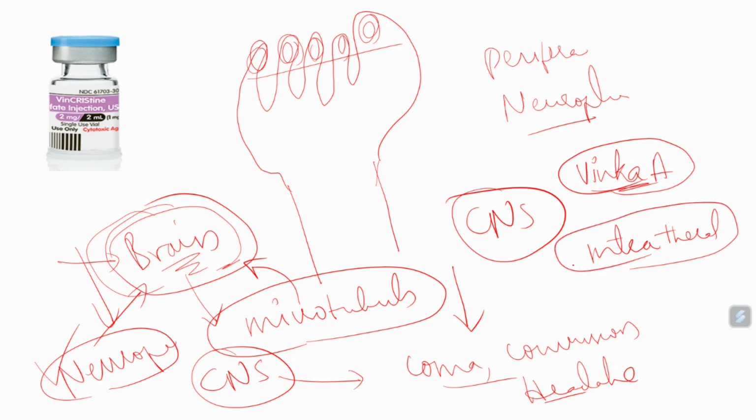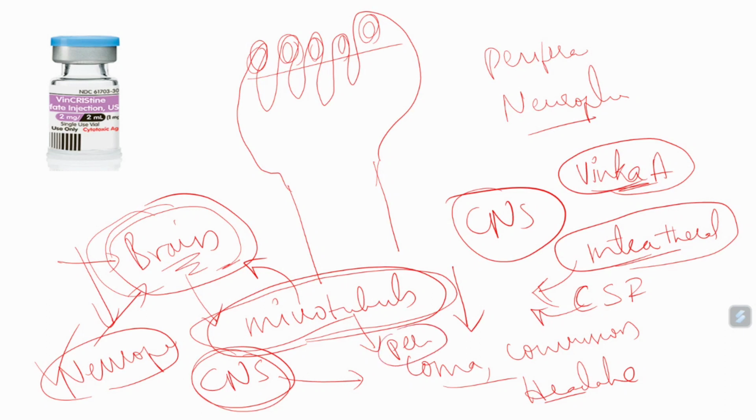Intrathecal route means the drug is administered directly into the spinal cord, directly into the cerebrospinal fluid. If it is administered into the cerebrospinal fluid, what will happen? It will go into the brain. It will decrease the formation of microtubules in the nerves, and it will cause central nervous system and also peripheral nervous system adverse effects, and it will cause neuropathy. So these are very important adverse effects you should never forget about Vinca alkaloids, vincristin and vinblastin.